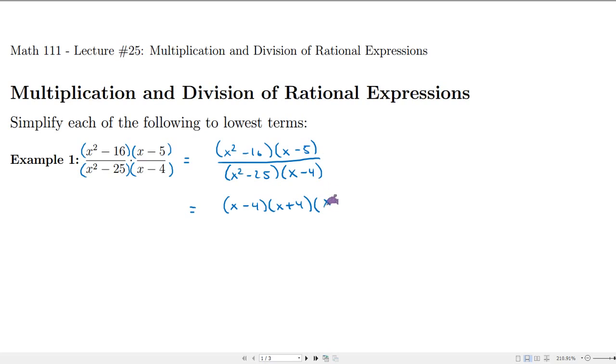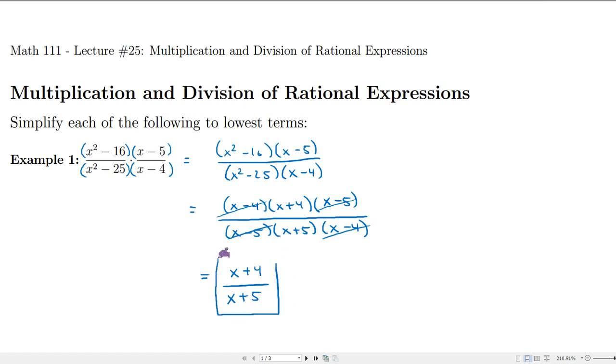and that x minus 5 stays there. And then we also have x squared minus 25, which is x minus 5 times x plus 5, difference of squares there, and the x minus 4. And now this is fully factored, and we get some reduction. The x minus 4 is reduced, and the x minus 5 is reduced, and the x plus 4 is there, and the x plus 5 is there. No more reduction is taking place, and so this is our solution.